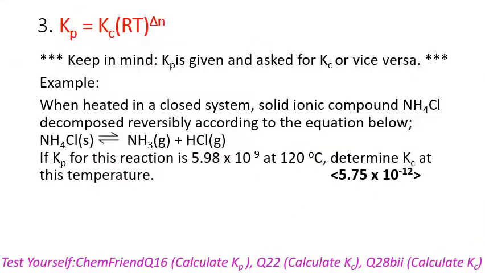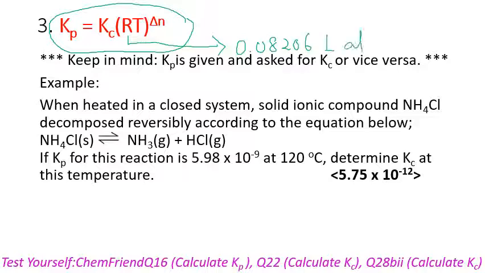Are you looking forward to the third type of calculation? Hope so. In the third type of calculation, you need to remember this formula: Kp equals Kc RT to the power delta n. Do keep in mind that R refers to the gas constant. The value that we always use is 0.08206 liter atm per mole per Kelvin. So make sure the pressure is always in atm, volume is in liters, and temperature is in Kelvin.